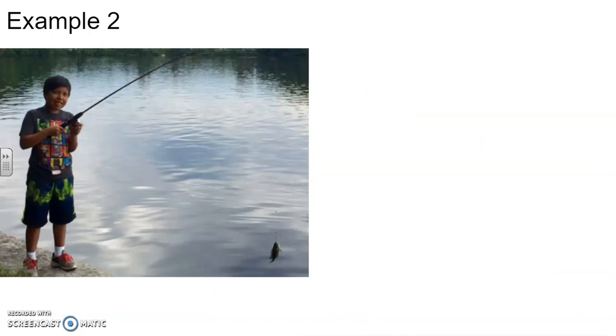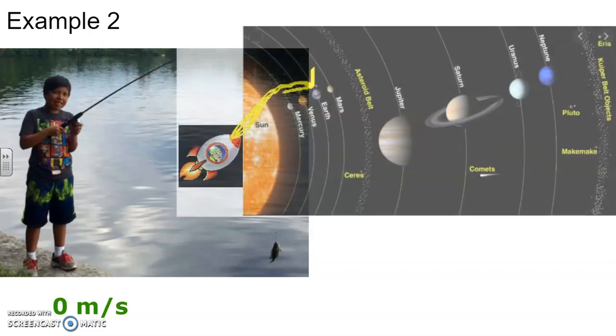Imagine that you have somebody standing still. They're getting their picture taken. They caught a fish, so they're not moving. Relative to the ground, their speed would be 0 meters per second. You're not moving relative to the ground. But what if we backed up a whole lot to the sun?